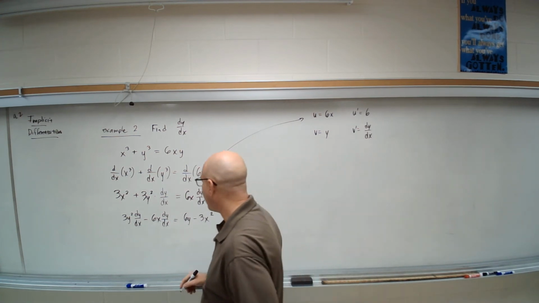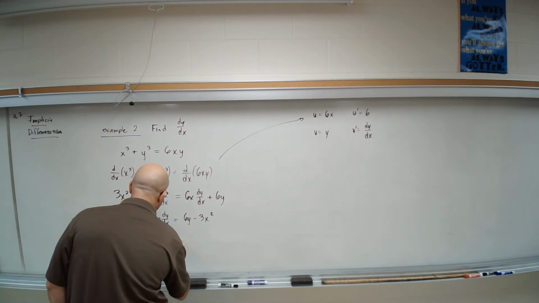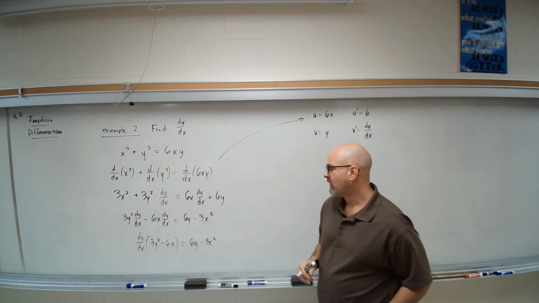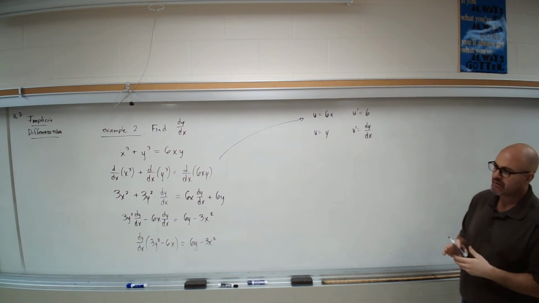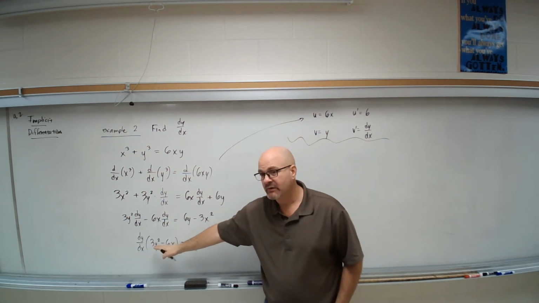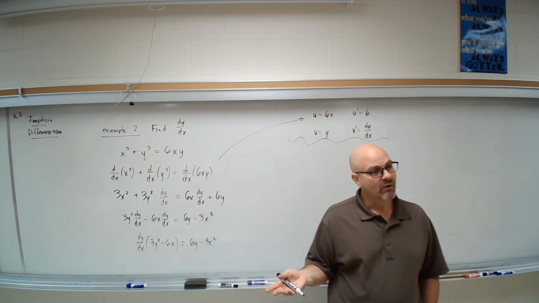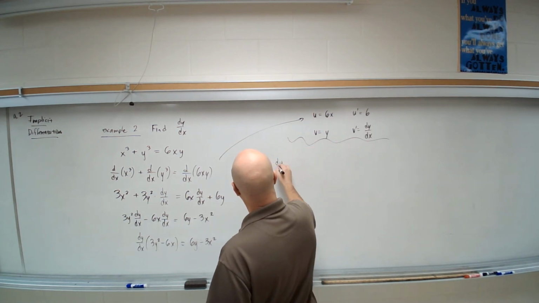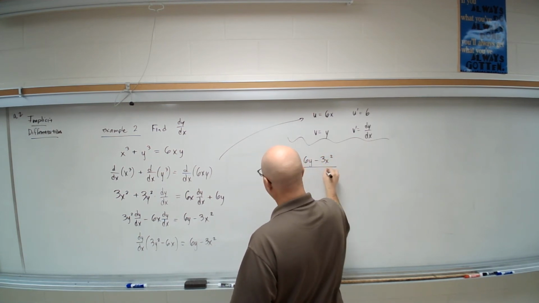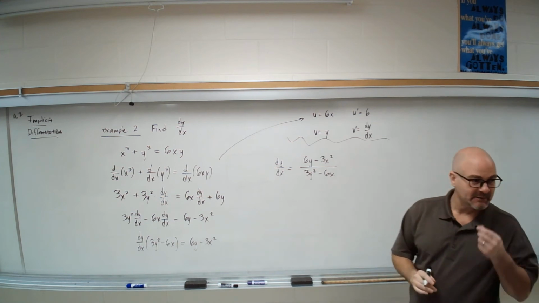So now at this point, we'll factor out dy over dx. So I just did 3y squared minus 6x is what's left over. We still have this right side here. Then, since we have what we're looking for multiplied by a quantity, we're just going to divide both sides by that quantity. So we'll get the derivative of y with respect to x is 6y minus 3x squared over 3y squared minus 6x.